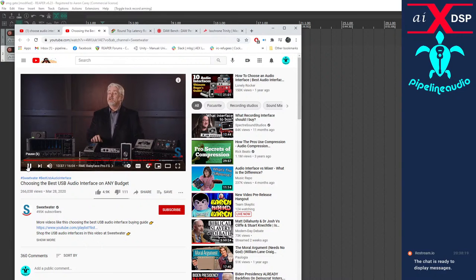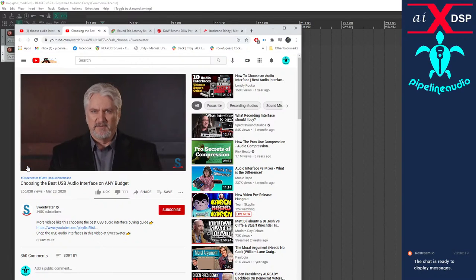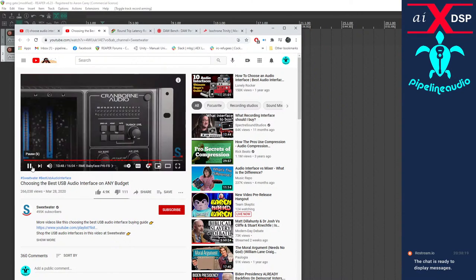Babyface Pro FS includes RME's proprietary Steady Clock FS, which is an ultra-stable digital clock. It also has onboard DSP that provides EQ, reverb, echo, and latency-free mixing. This just keeps going, man.